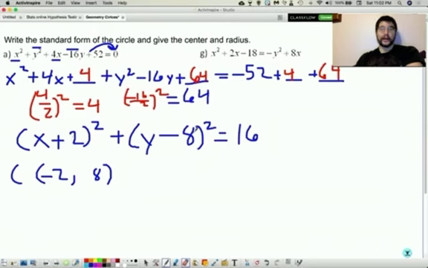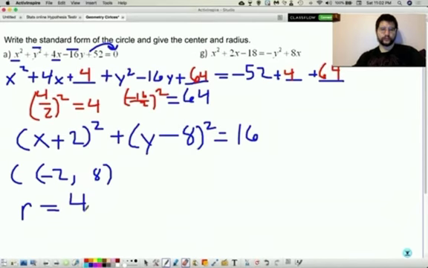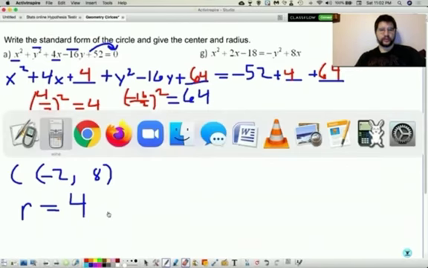Negative 2, positive 8. Now my radius. That's 16, so that's my radius squared. The square root of 16, if you don't know, is 4. So I got my standard form of my equation, my center, my radius. That's what I need. That's what you're going to type over here.